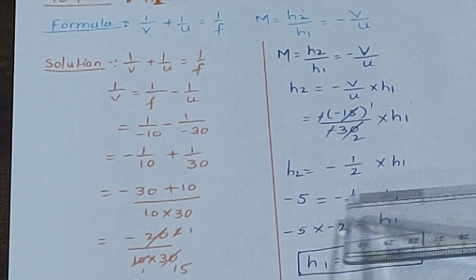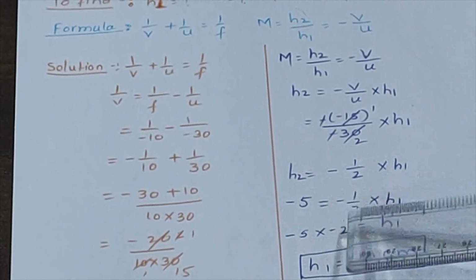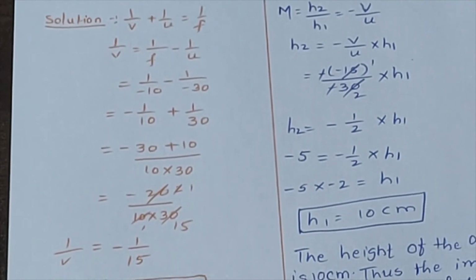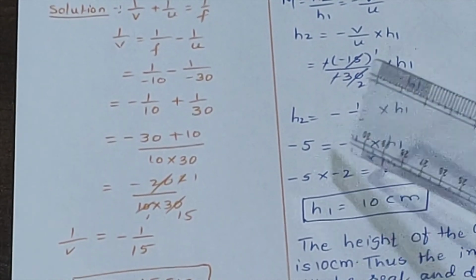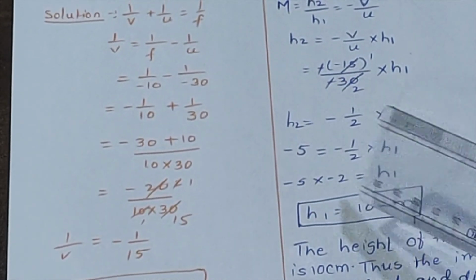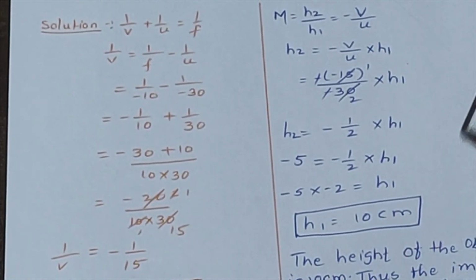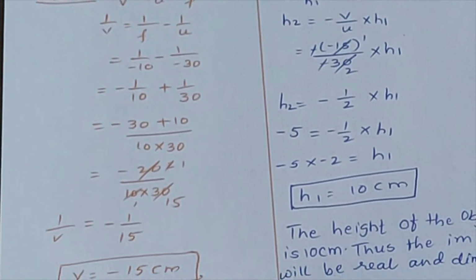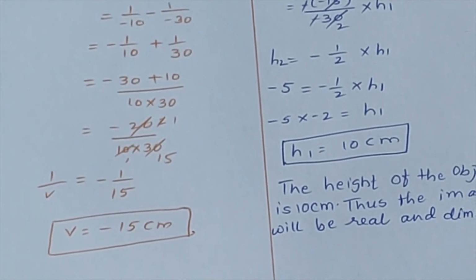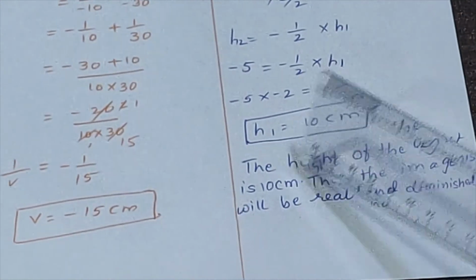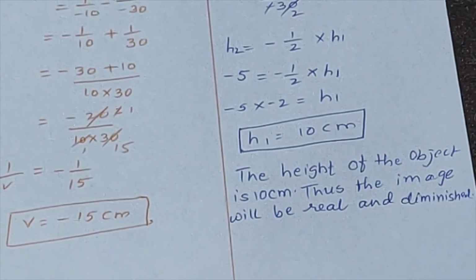So this is -5 into, now let's cross multiply, -5 into -2, and here you are left with h1. So obviously h1 = -5 into -2 = 10. So h1 is 10 centimeter. You get the value of h1 as positive 10, which shows that your numerical is right, because h1 is always positive. So what is the answer then? The height of the object is 10 centimeter.